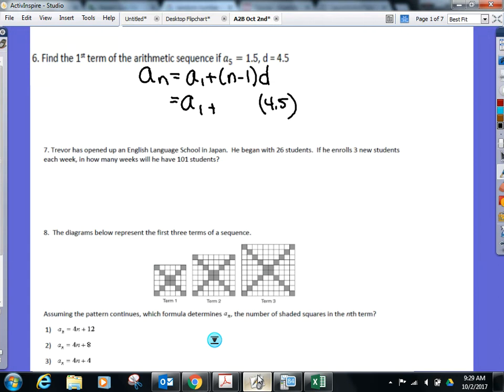Any term in the sequence. Did I give you any term in the sequence? So that 1.5 is going to go in for a subscript n, any term in the sequence. And what's its position in the sequence? It's the fifth term, so 5 minus 1. Guys, do you see how that worked right there? Any term in the sequence, 1.5, and its place in the sequence. It's the fifth term. Can we solve this right now?